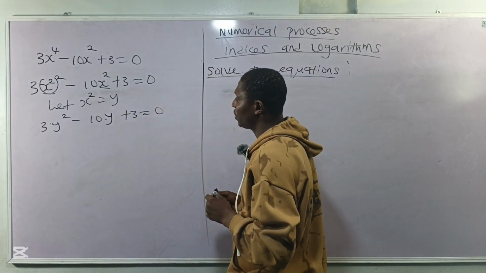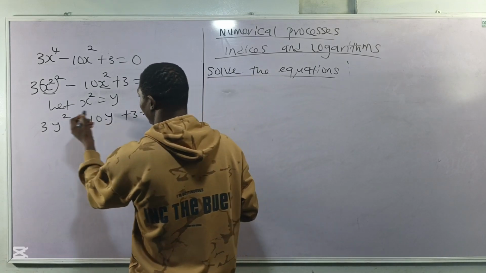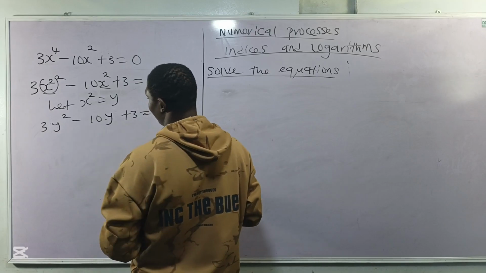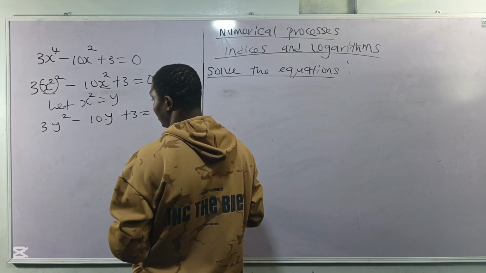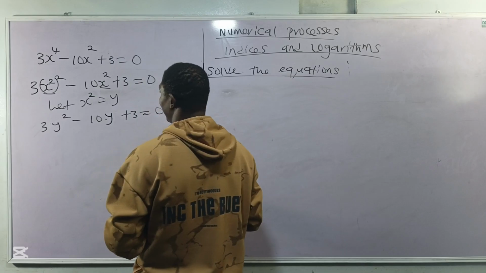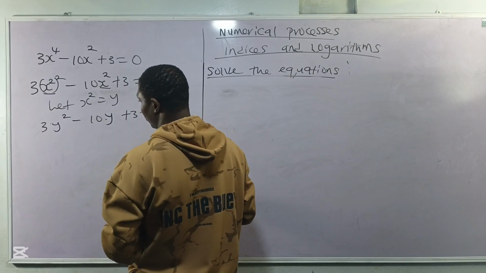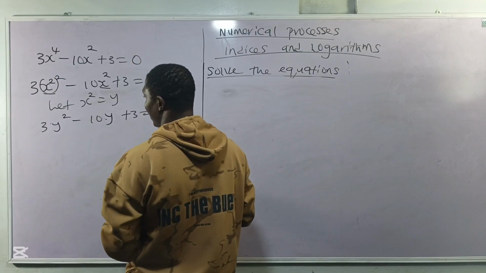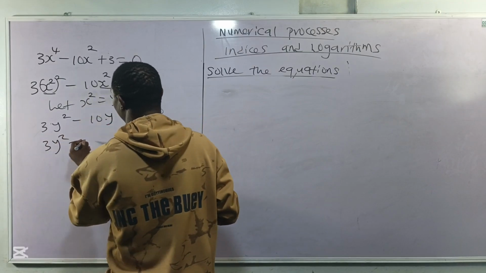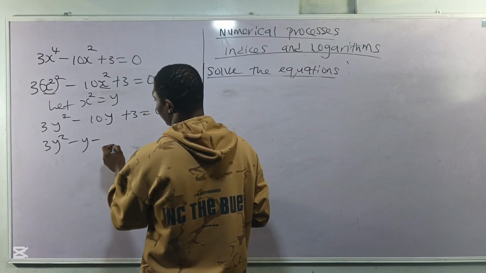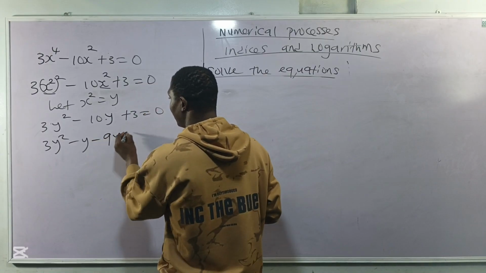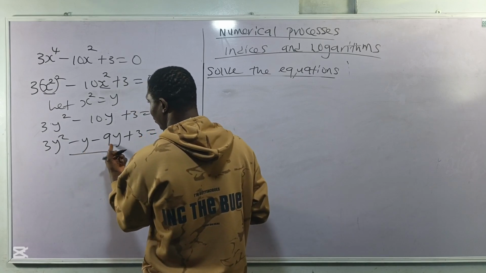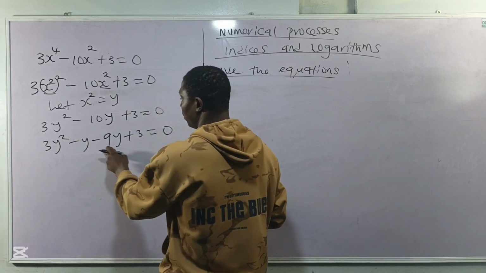Now we are to factorize this. The constant, which is 3, times the coefficient of y squared, which is 3, is 9. And 3 and 3 can never give me minus 10. But 9 is the same thing as 9 times 1. So I can use minus 1 and minus 9 to get minus 10. Minus 9y minus y to get minus 10y. So we have 3y squared minus y minus 9y plus 3 equal to 0. So you see that minus y minus 9y is equal to minus 10y.